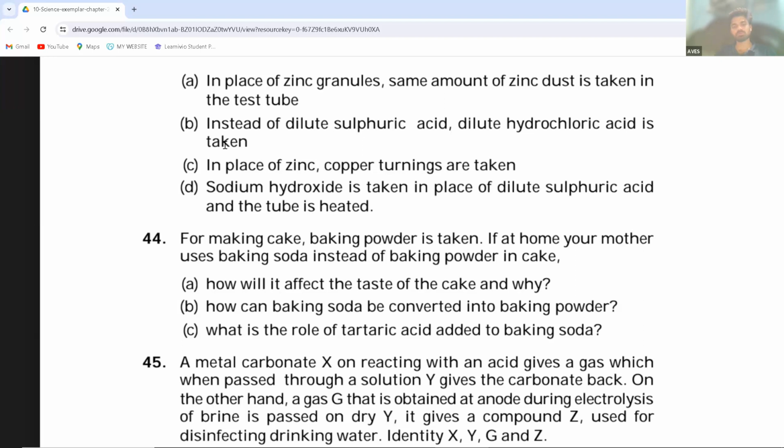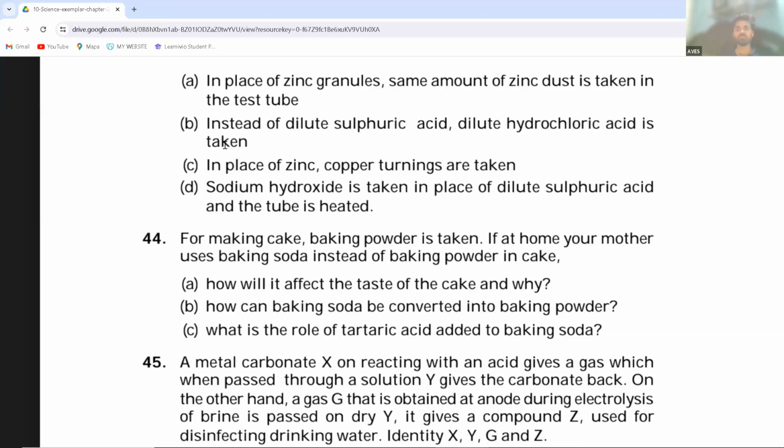Sir, the baking soda can be converted into baking... No, sorry. The taste of the cake will be slightly bitter due to the use of baking soda, because baking soda is a basic salt that has a bitter taste. Good. Okay, next: how can baking soda be converted into baking powder?